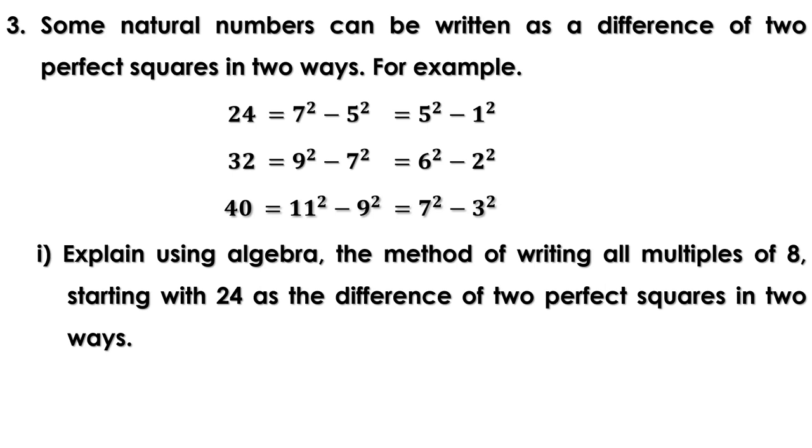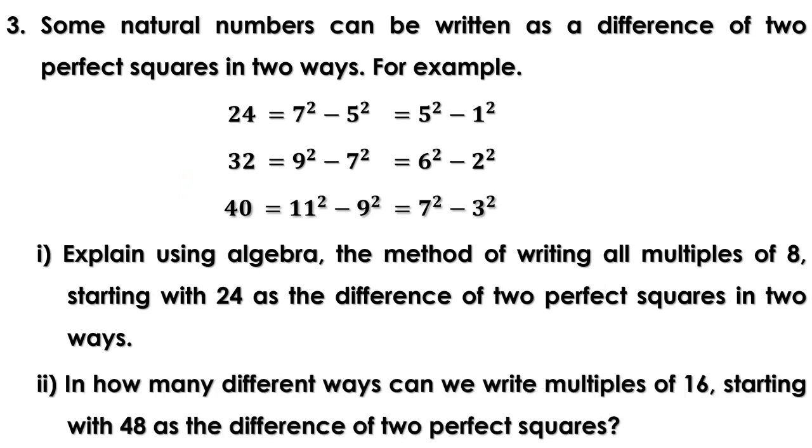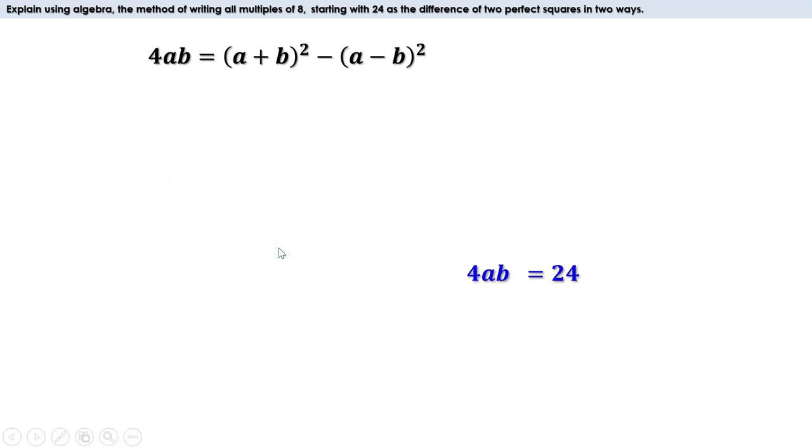Explain using algebra the method of writing all multiples of 8 starting with 24 as the difference of two perfect squares in two ways. In how many different ways can we write multiples of 16 starting with 48 as the difference of two perfect squares? First of all, let us try to express 24 as the difference of two perfect squares. We know 4ab equal to (a + b)² − (a − b)². Let 4ab equal to 24.